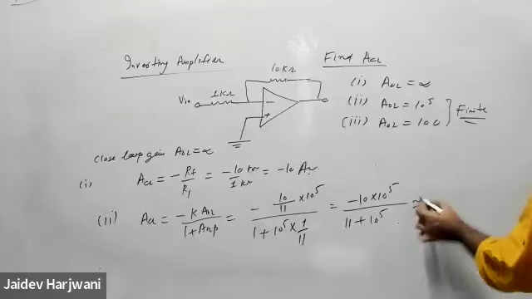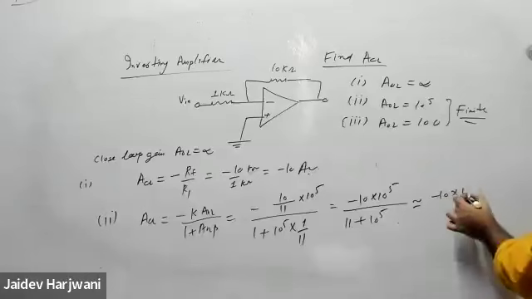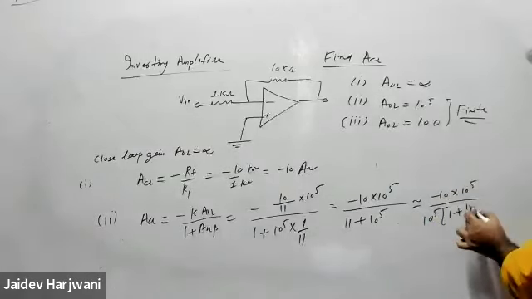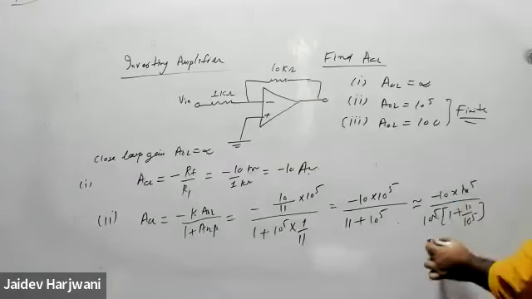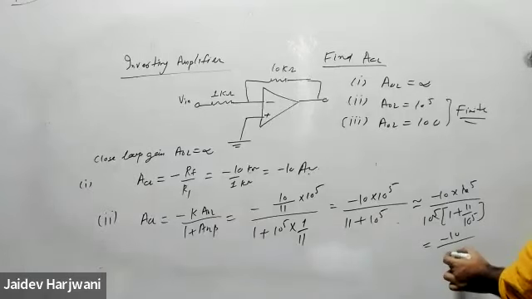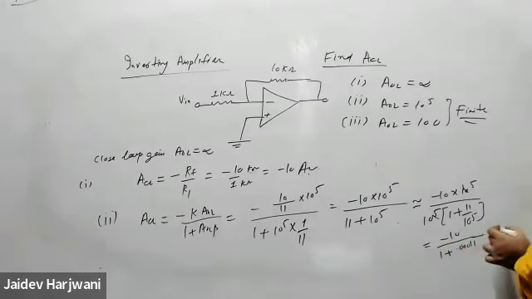So tell me what is it? This should be almost close to 10. How much is coming? Minus 10 divided by, how much comes? 1 plus 0.00011. So it will almost come 9.99 only.